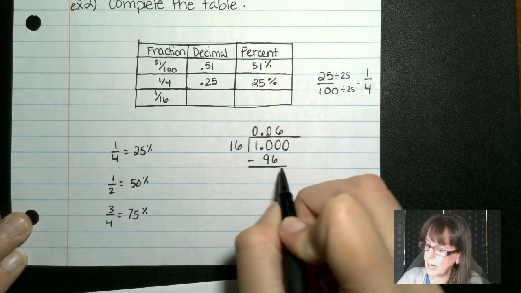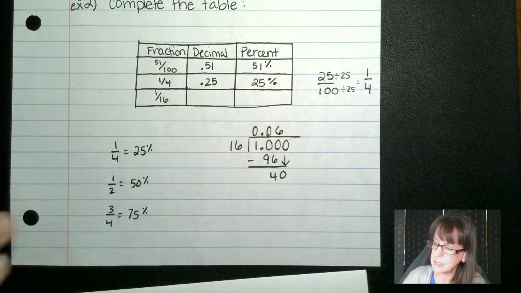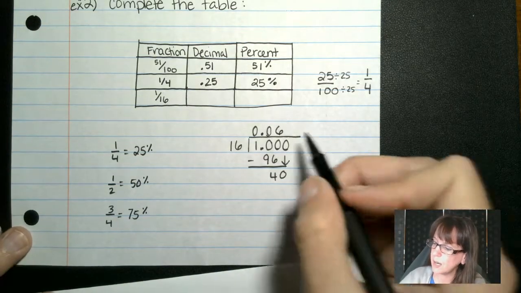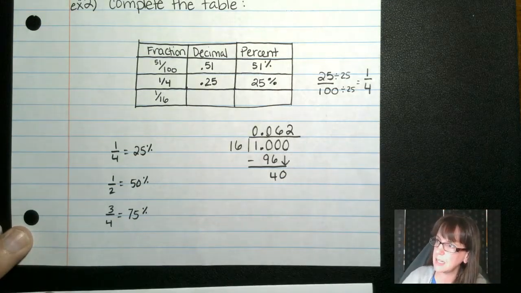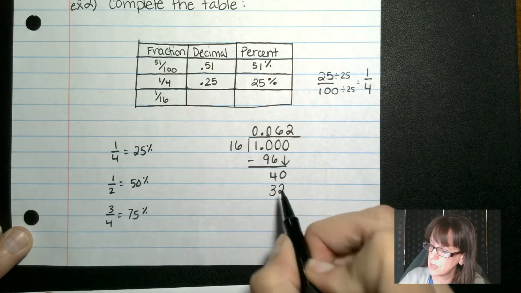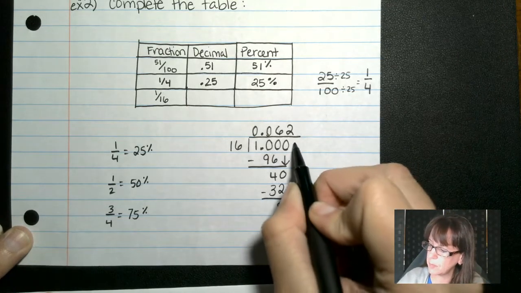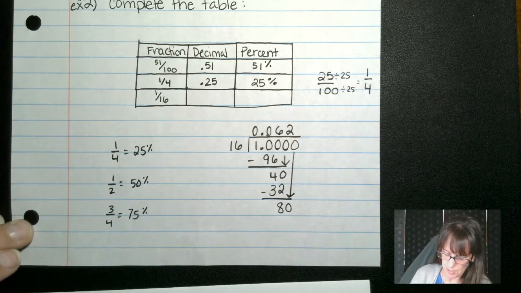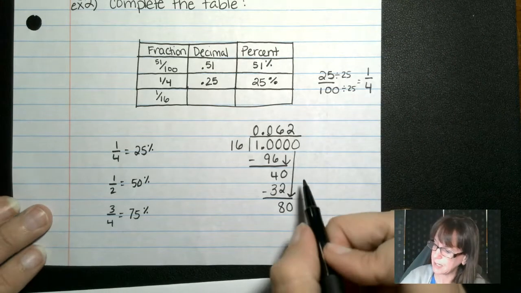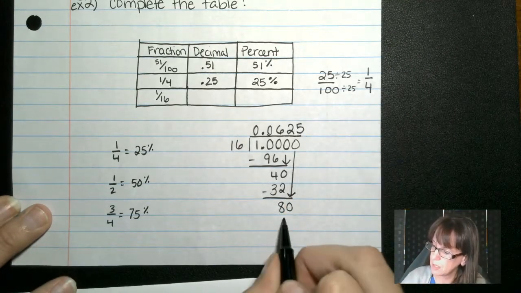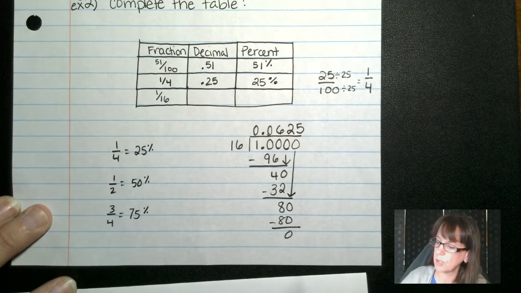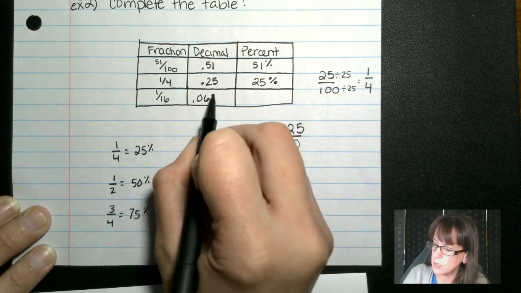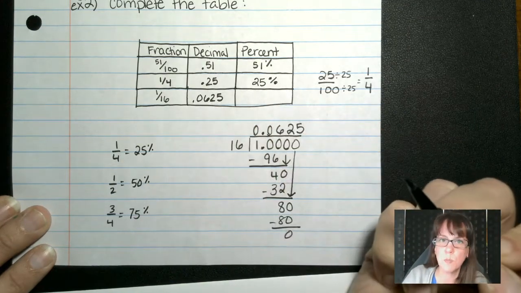So I'm going to go ahead and subtract, and when I do that, I need to bring down. So how many times does 16 go into 40? In this case, we have 2 times. 2 times 16 is 32. Subtract that, we get 8. Oh, we're going to need to bring another 0 down. How many times does 16 go into 80? If you said 5 times, you're absolutely correct. So that would be 80, which gives us 0. So as a decimal, this is 0.0625.